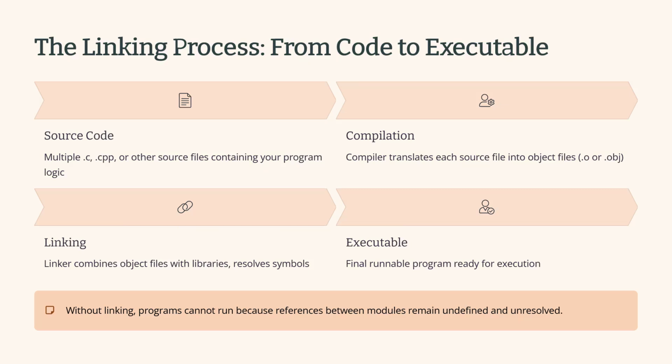And step 4 is executable. After linking is complete, we get the final executable program. It could be a.out or ELF or an exe file. It is ready to be loaded into memory and executed by the operating system. Without linking, your program is like a metro line with incomplete tracks. The trains, that is, instructions exist, but they can never reach the destination.